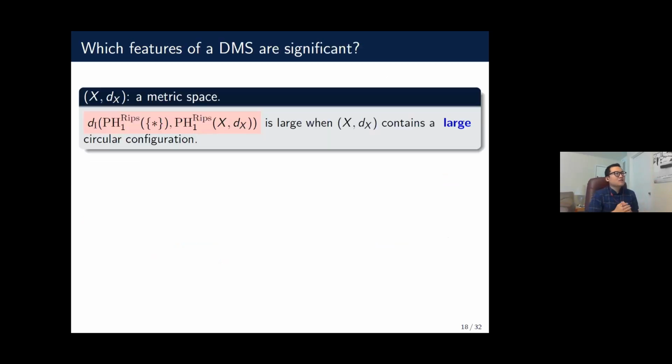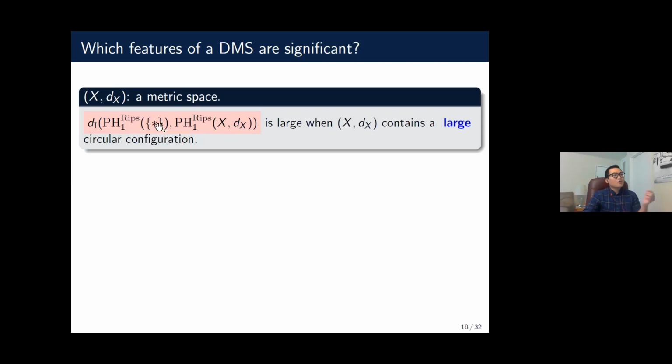Let me try to illustrate which topological features are considered important in our framework. For comparison, let's look back at the setting of static metric spaces first. Suppose that we would like to compute the interleaving distance between the first Rips Cartesian homology over a one-point space and the first Rips Cartesian homology of (X, dX).